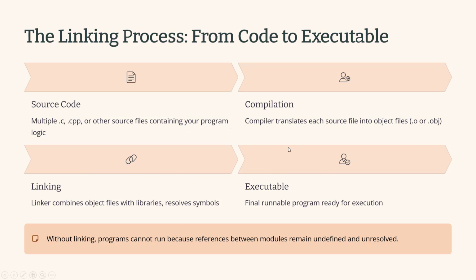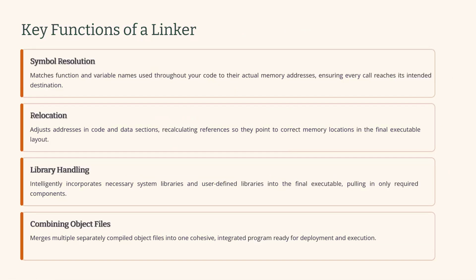Now, further, let's break down the 4 major functions of a linker. First is symbol resolution. When we write a function call, for example, calculate total, the compiler doesn't know where it actually exists. It just marks it as a symbol. The linker searches all object files and libraries, finds where the calculate total function is defined, and updates all references to point to the correct memory address. It's like setting up direction boards across Pune. Each one points correctly to the target location.